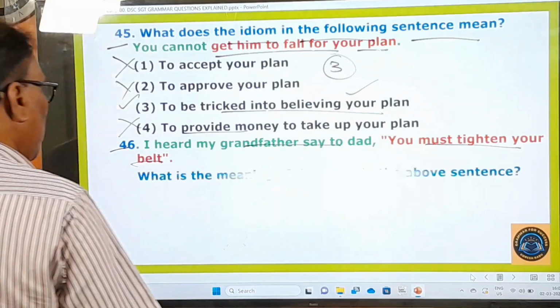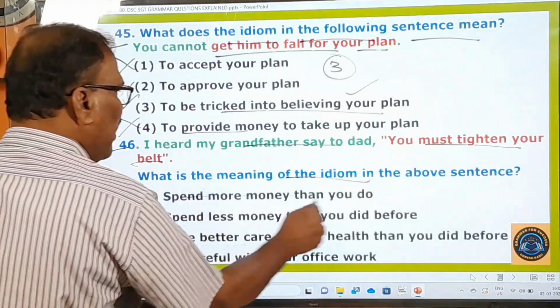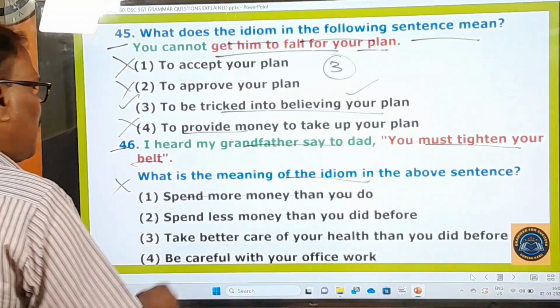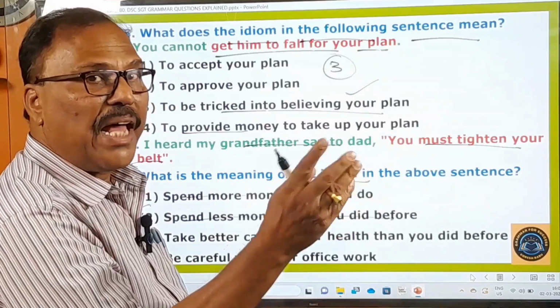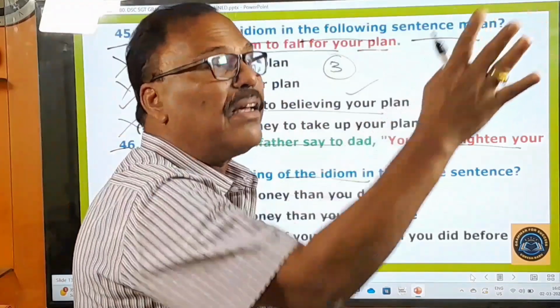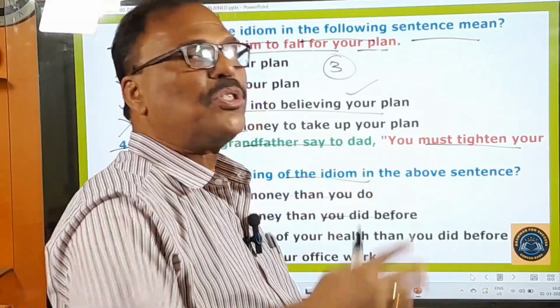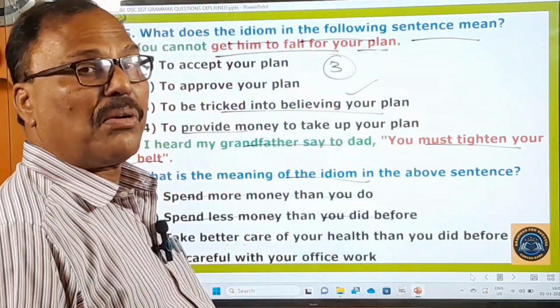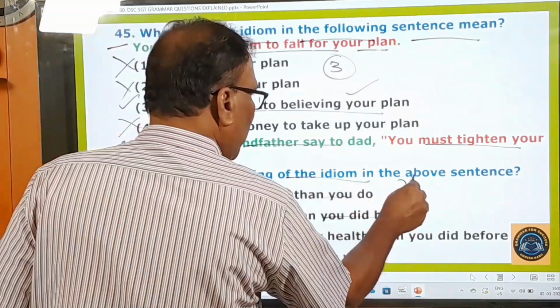And let us look at the options. What is the meaning of the idiom in the above sentence? That means spend more money than you do. No. Spend less money than you did before. Spend less money than you used to spend in the past. In the past, you used to spend lavishly. You used to spend a lot, but now it's not good and you have to spend less money. So this is the meaning, and the second one is the right one.